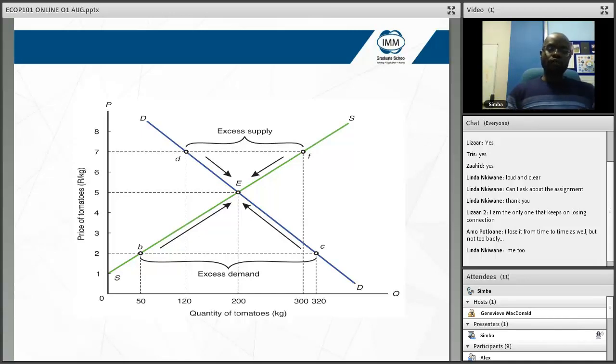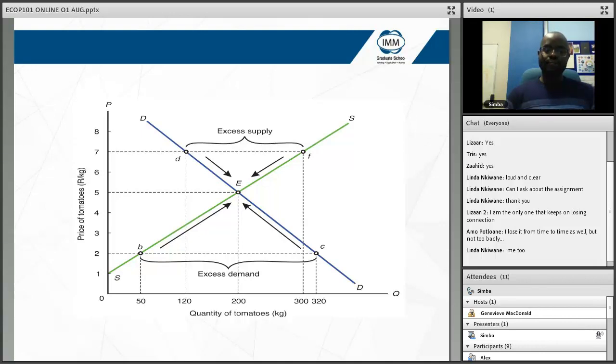All right. Let's say we are at a price of 2 rand. At the price of 2 rand, you can see that the quantity that is supplied is 50 units. But the quantity that is demanded, because it's a lower price, is going to be 320 units. So it means we have excess demand in the economy. Quantity demanded is more because it's a lower price. The quantity that is supplied is less because it's a lower price.